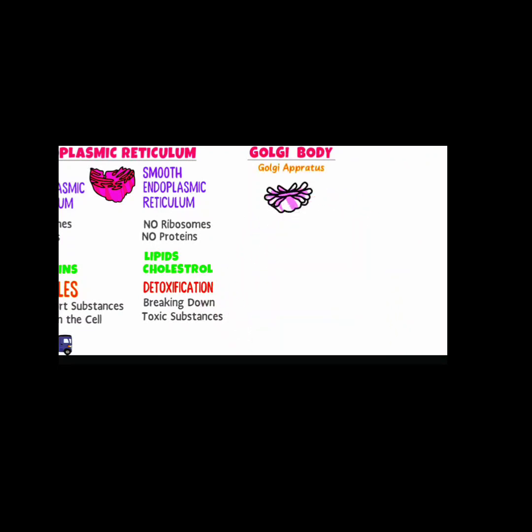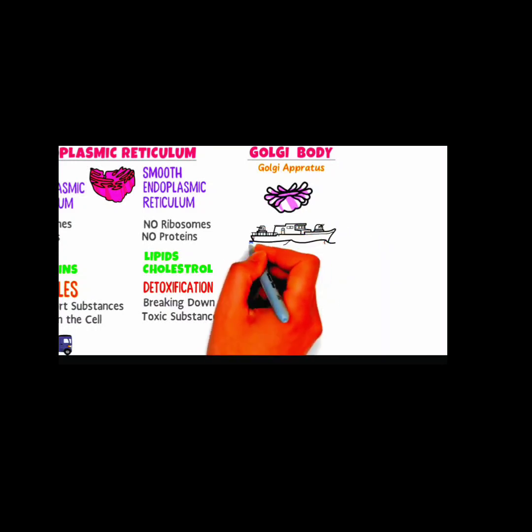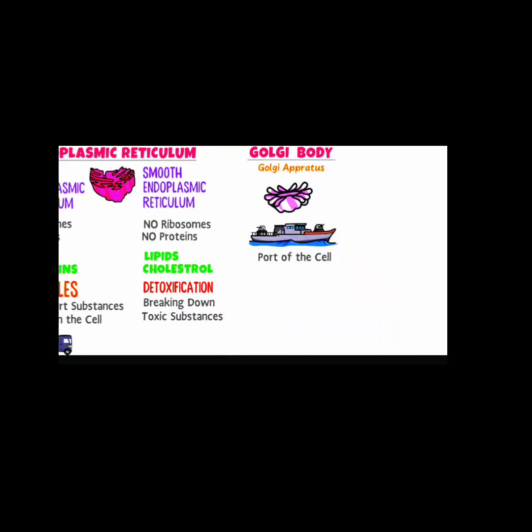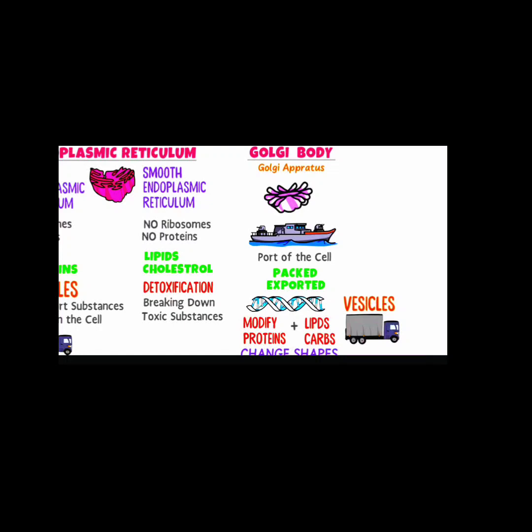Golgi is the name of the scientist who discovered it. Remember that Golgi body is the part of the cell where different functions are performed. For example, things are collected, packed and exported. Golgi body receives proteins from the rough endoplasmic reticulum. It modifies proteins by giving proper shape. It will add lipids and carbs to the proteins and change the shape of protein, because the shape of protein plays a vital role in its function. After this, Golgi bodies will pack the protein in the vesicles.